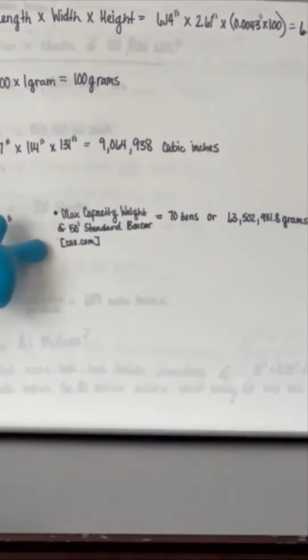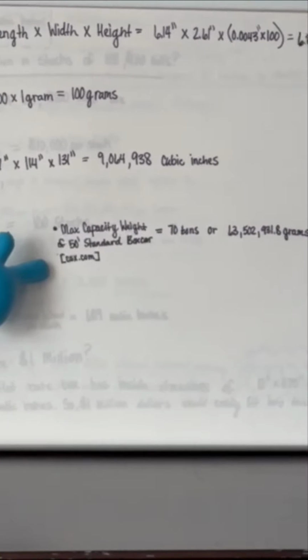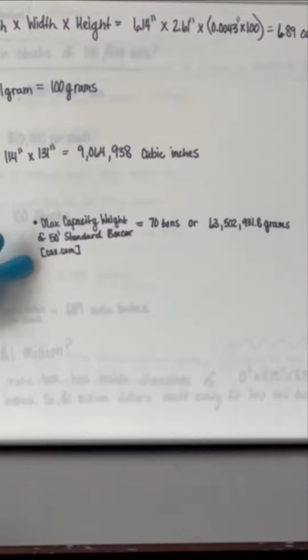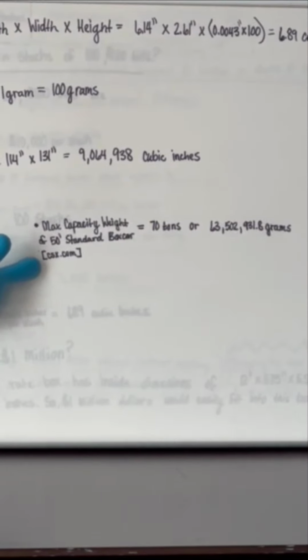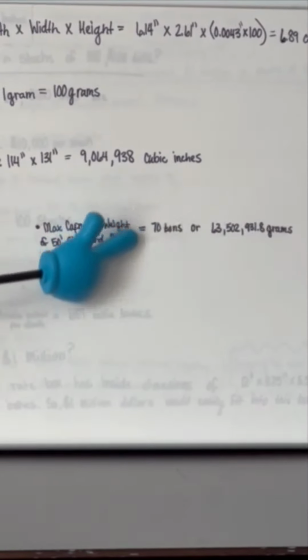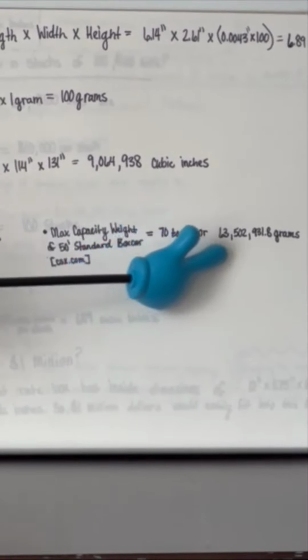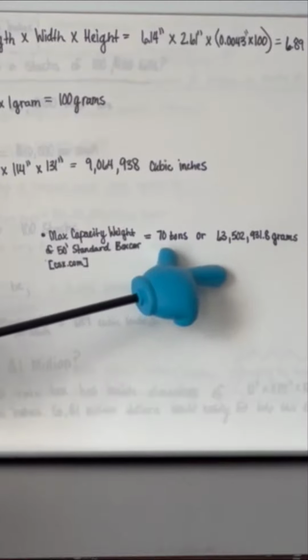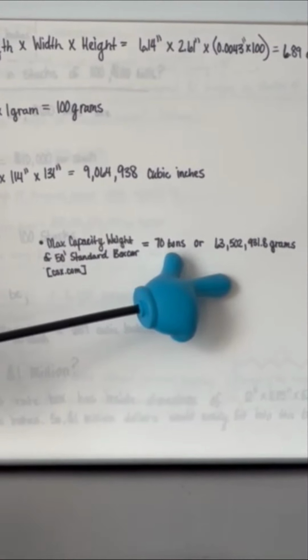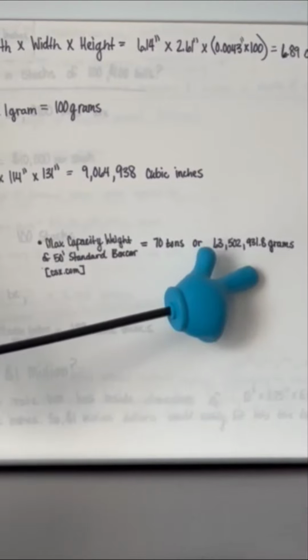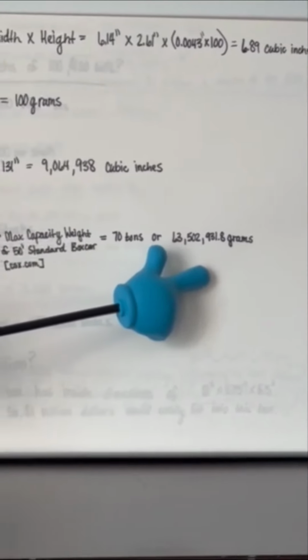Next, we have the max capacity weight that each one of these 50-foot standard boxcars can actually transport and carry. That information also comes from csx.com. Each one, on average, can carry about 70 tons, and that's going to equate to 63,502,931.8 grams of total weight that each one of these boxcars can carry.